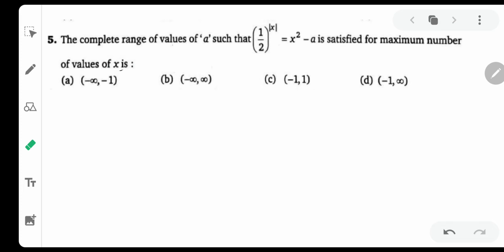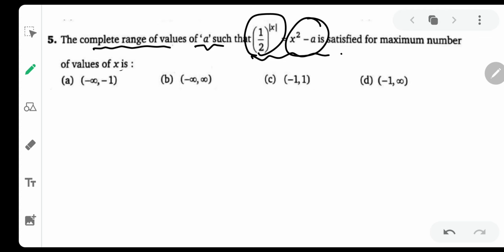Now we are on page number 3 and question number 5. The question says find a complete range of values of a for this to be satisfied. Okay, so over here there are two graphs, half raised to mod x and x square minus a.